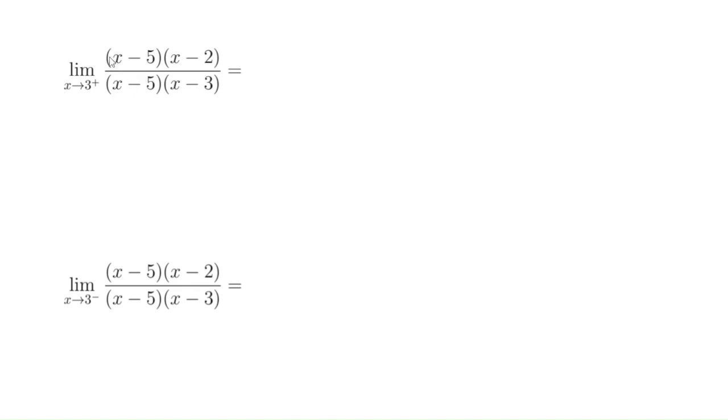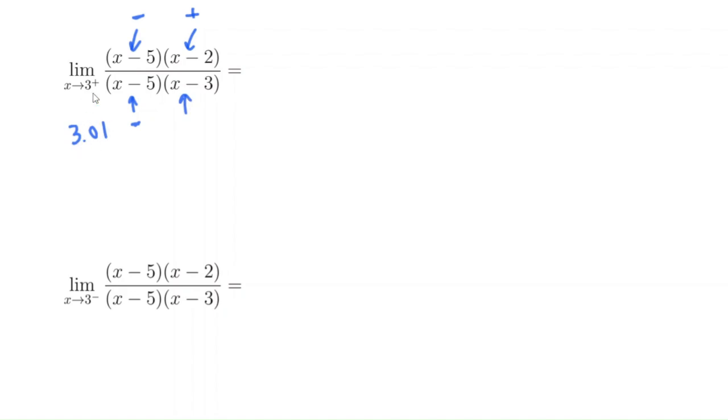So what we really need to do is figure out if I plug in a number a little bit to the right of 3, like 3.01, let's say, just imagine a number like 3.01. Everywhere I see an x, am I going to get a positive number or a negative number as an output? Well, if you plug in 3.01 here for x minus 5, well, that's going to be negative, right? This is going to be negative. If you plug in 3.01 here, well, 3.01 minus 2, that's still going to be positive. If you plug it into this factor, it'll be negative. And what about this one?